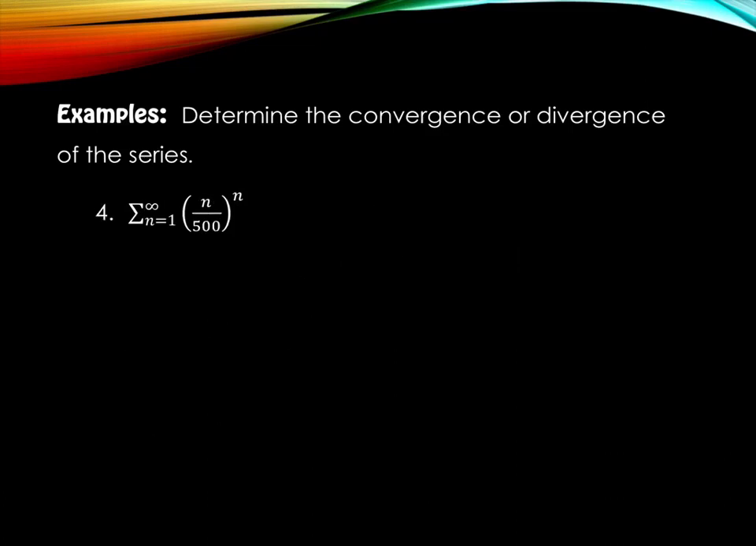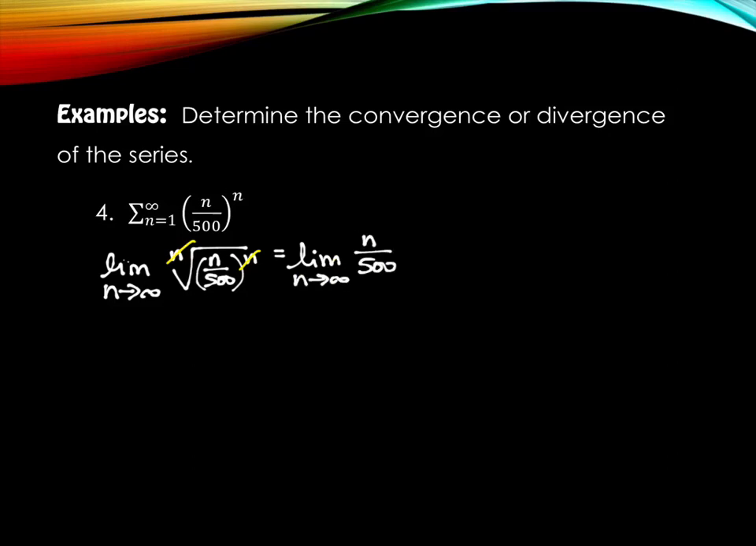Okay. Number 4. Non-zero? Yes. And positive? Yeah, it doesn't have to be positive, but it means I don't have to write the absolute value, so I'm going to check it anyway. So the limit as n goes to infinity of the nth root of n over 500 to the n. Okay, so I got the power to cancel. What is the limit as n goes to infinity of n over 500?